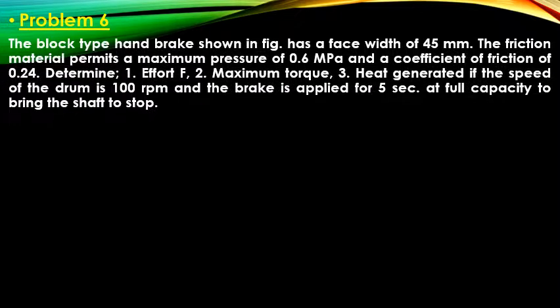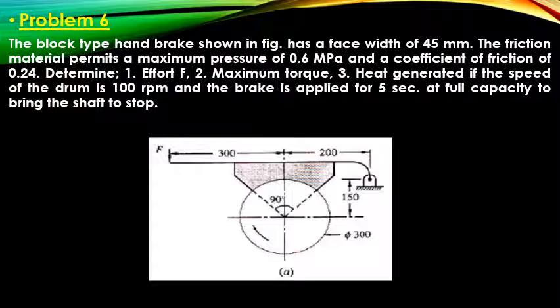Coming to the problem on block type of brakes, the block type handbrake shown in the figure has a face width of 45 mm. The friction material permits a maximum pressure of 0.6 megapascal and a coefficient of friction of 0.24. Determine first, the effort F required; second, the maximum torque; third, the heat generated if the speed of the drum is 100 rpm and the brake is applied for 5 seconds at full capacity to bring the shaft to stop.